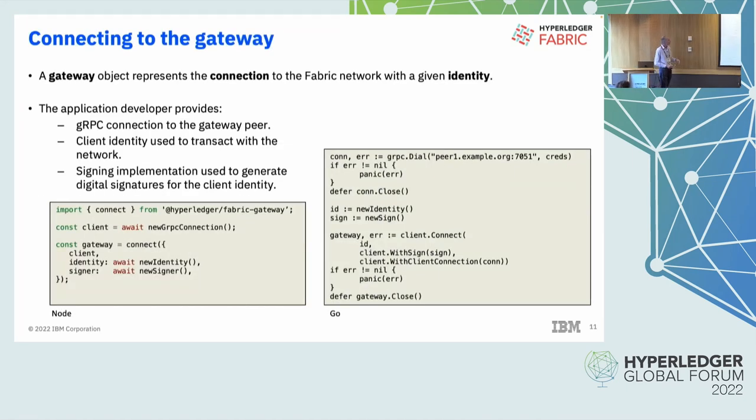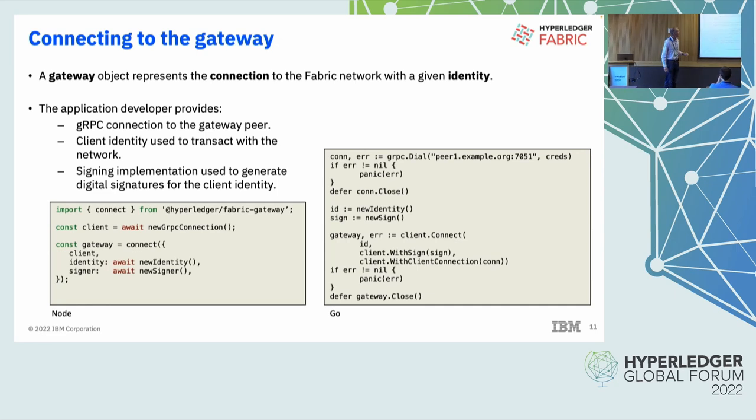So let's step through each part of the process. So we've got to connect to the gateway. A gateway object represents the connection to the fabric network with a given identity. So if you want to interact with the network using two or more identities, then you can have two or more gateways. All we ask is that you share the same gRPC connection. I'll tell you why in a minute.